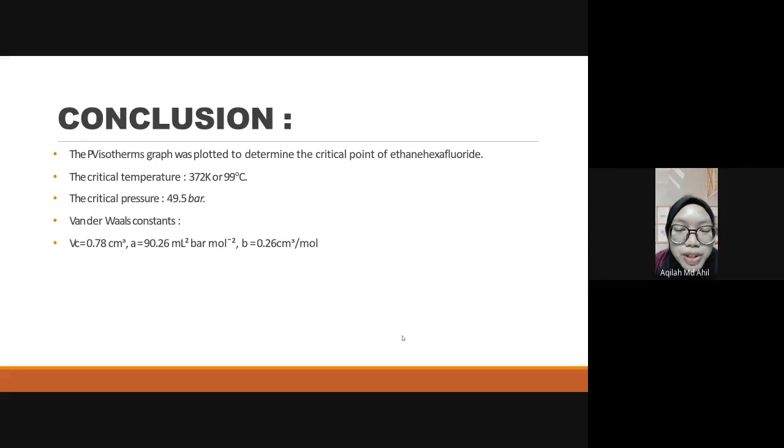For the conclusion, the PV isotherm graph was plotted to determine the critical point of ethane hexafluoride. The critical temperature is 372 Kelvin or 99 degrees Celsius, and the critical pressure is 49.5 bar. And the van der Waals critical volume is 0.78 centimeter cube. A is 90.26 milliliter squared bar per mole squared, and B is 0.26 centimeter cube per mole.